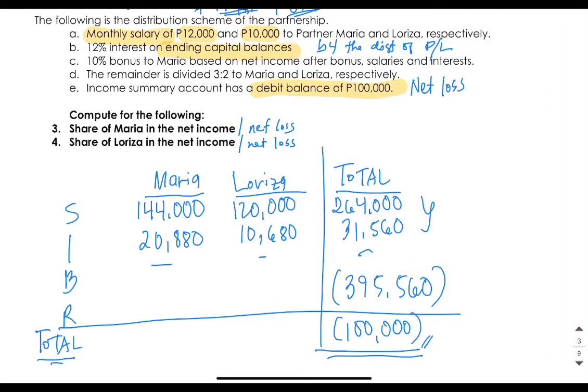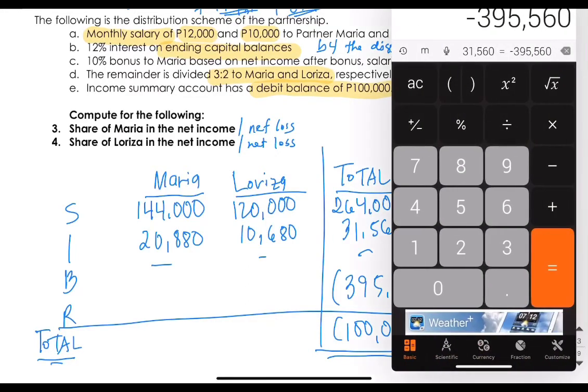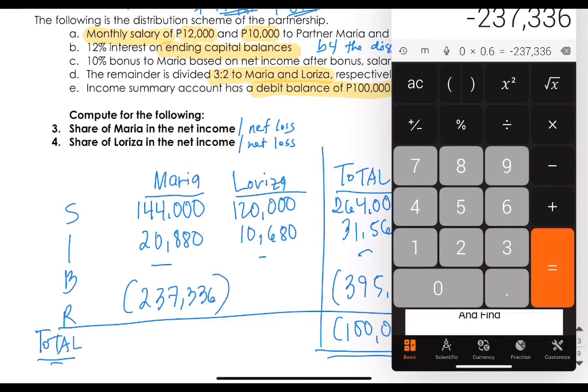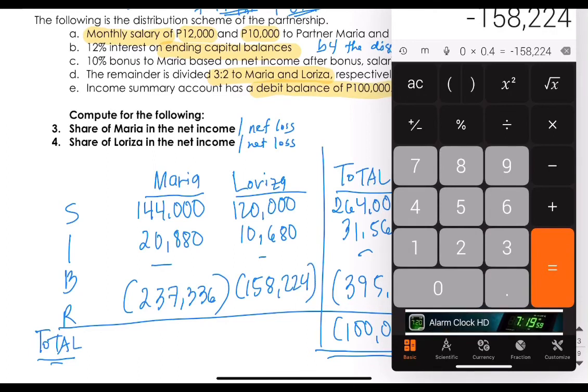Now, how should this remainder be divided or distributed to Maria and Loriza? 3:2 respectively. So 395,560 times 60%, that's 3 over 5 or 60%. So this is 237,336. Don't forget the sign, so it's negative. And then times 40%, this is 158,224. Okay, so that's it.